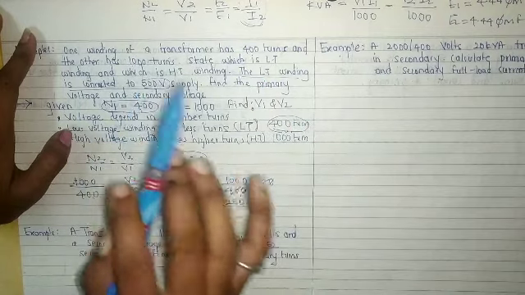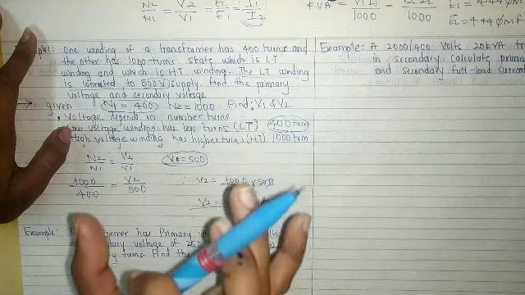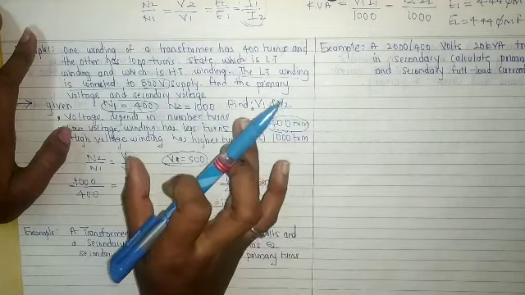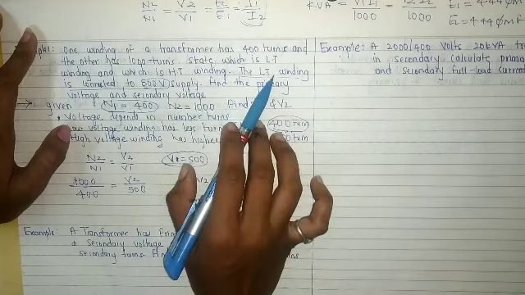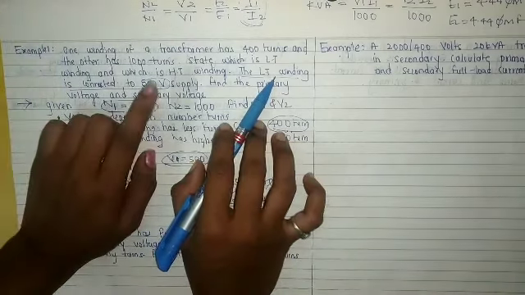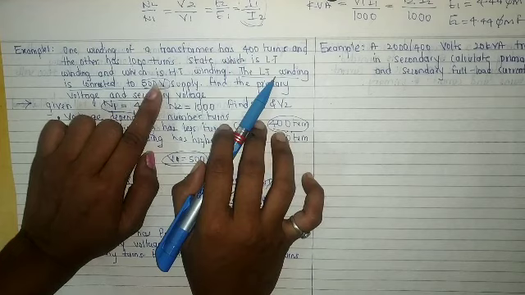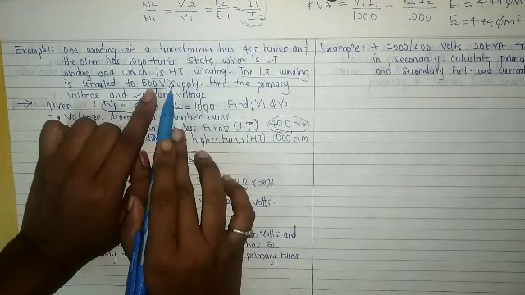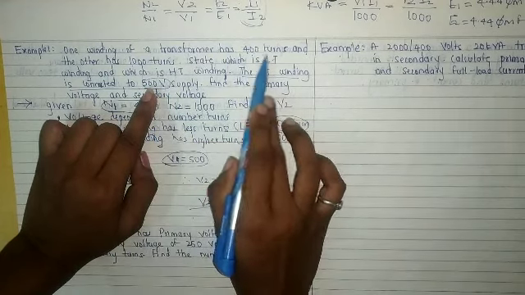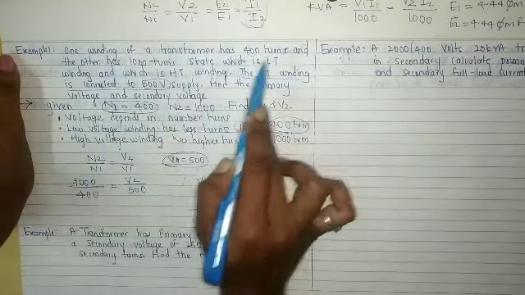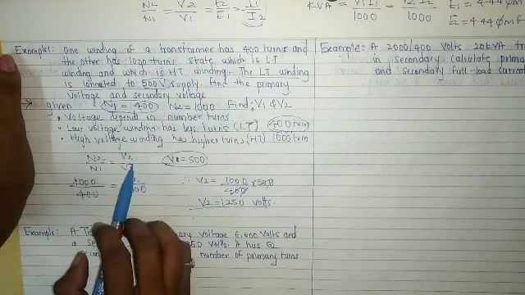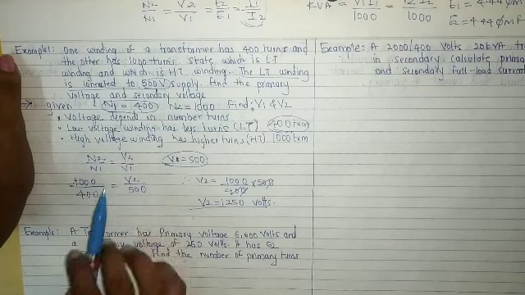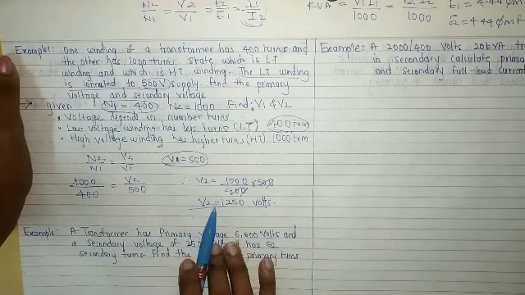So we have seen whichever winding is given supply is called primary winding. So this primary winding, that means this is V1. Primary supply voltage is V1, and it is connected to this, that means it is N1. So this is N1, this is N2, and this is V1. So we can find V2, right? So from this formula we find V2. Now we'll go to the next example.